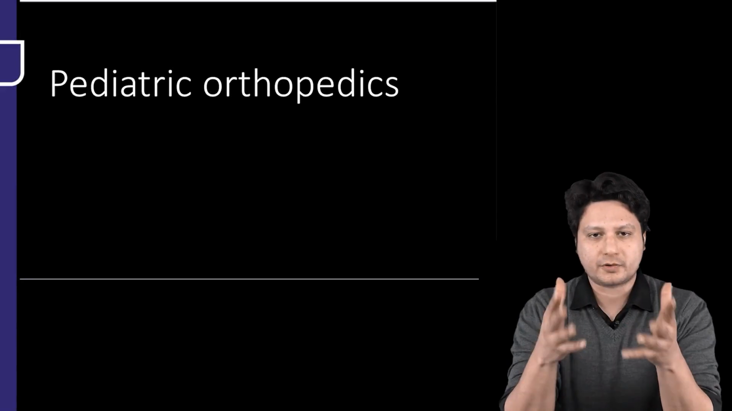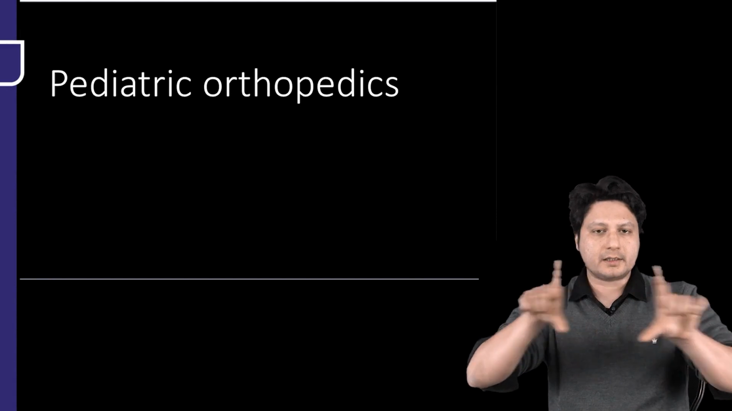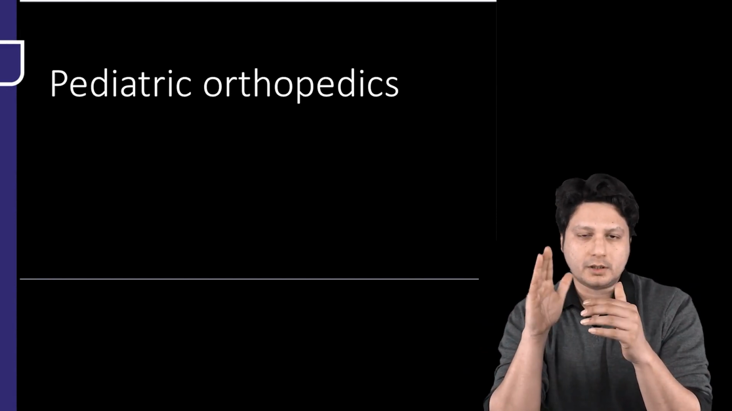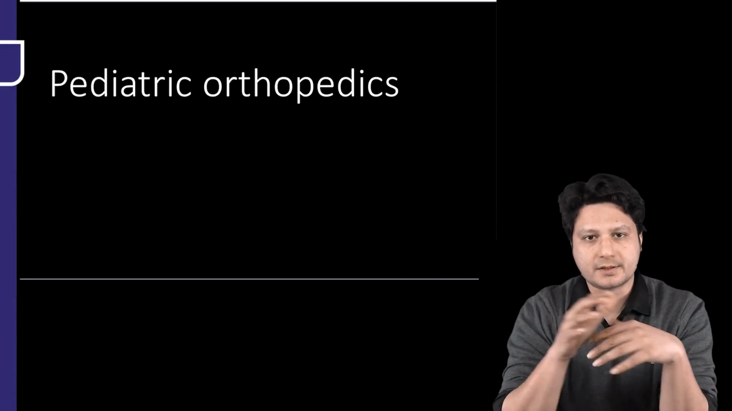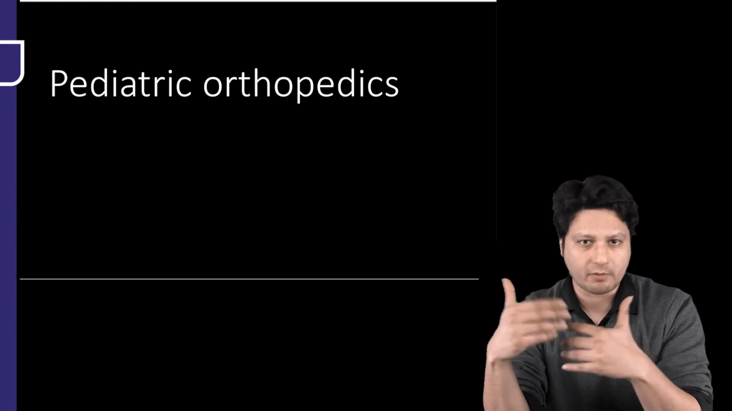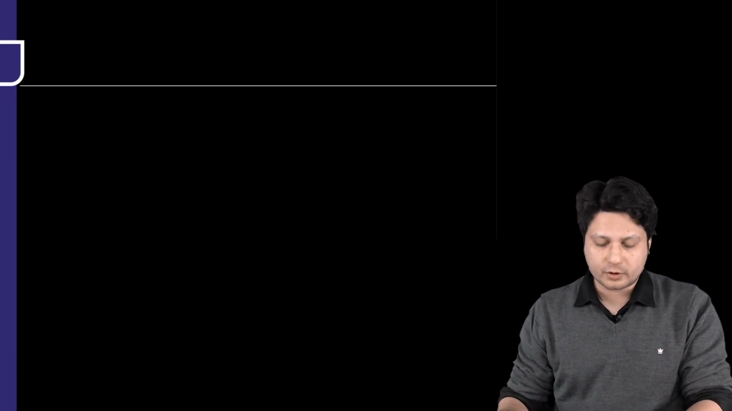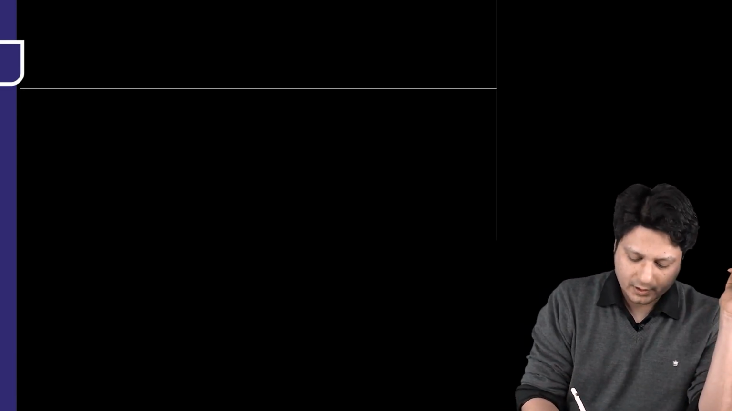Now let's have a discussion of an entirely new topic, that is pediatric orthopedics. Under this section, we are going to talk about the diseases related to the musculoskeletal system in case of children, and out of some of the diseases, some of them are going to be developmental abnormalities. Now the first topic that we are going to begin with is Sprengel shoulder.